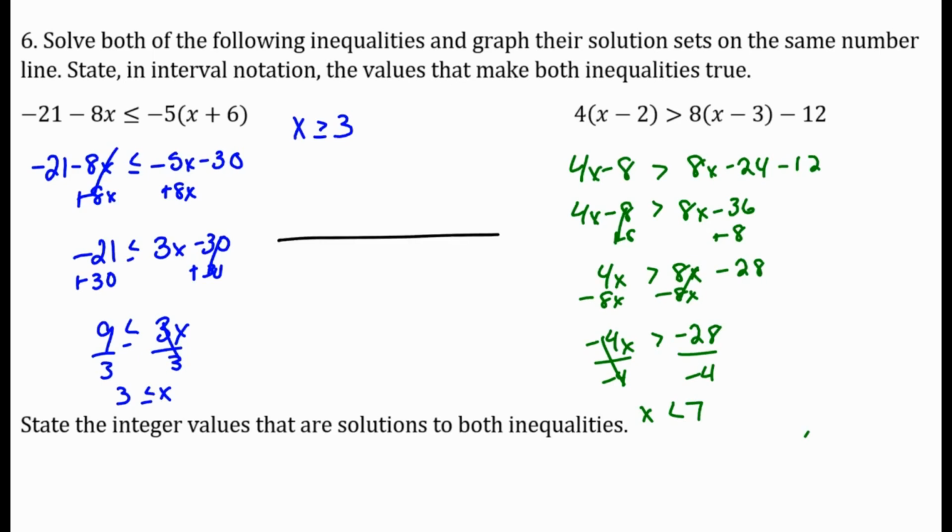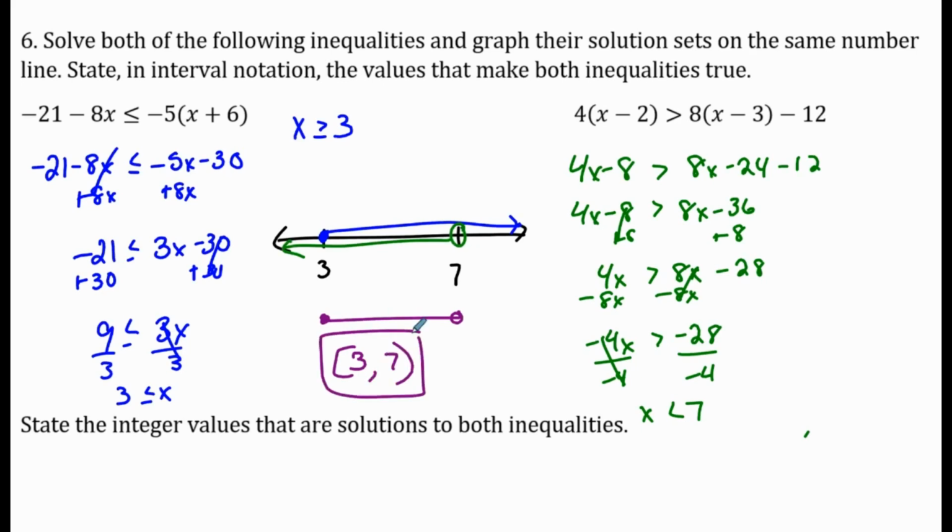So it says graph both of the solutions. So I've got 3 to 7. Bigger than 3, while being smaller than 7, don't touch it. So what makes both of them true? That's the overlap from 3 to 7. So this is 3 bracket to 7 parenthesis. That's my answer. Any number in there makes both of them true. If I plugged in 4, they're both true. Because look, it's in the overlap of their solution sets. What we're graphing here is the numbers that make them true.